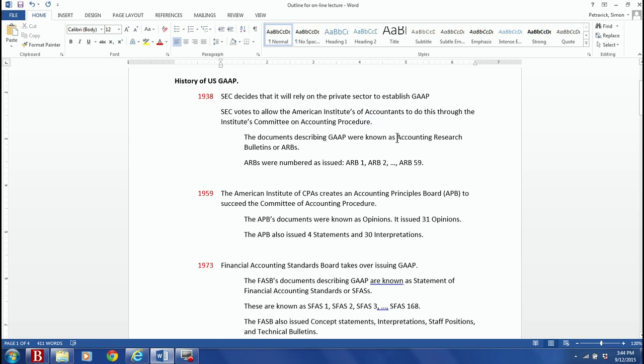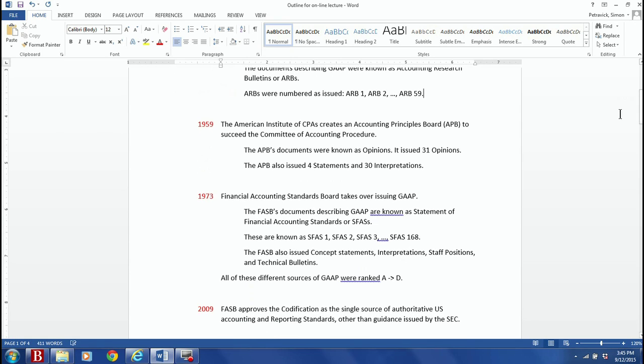The GAAP that this committee issued was known as an accounting research bulletin, and you can see in the outline that they were numbered 1 through 59. So they were around for about 21 years and issued a number of accounting pronouncements.